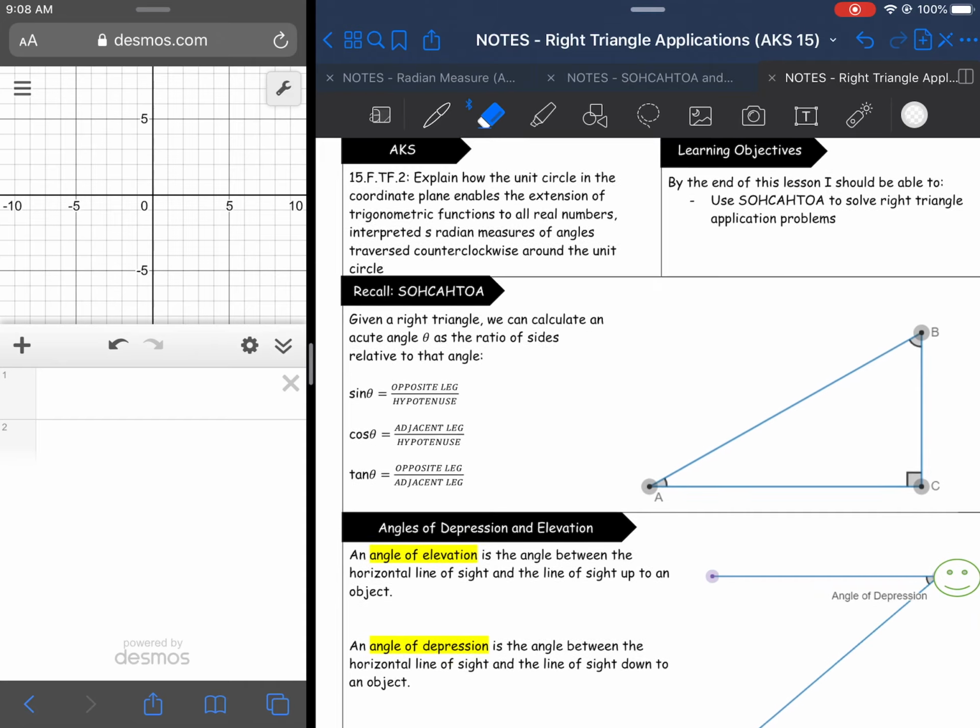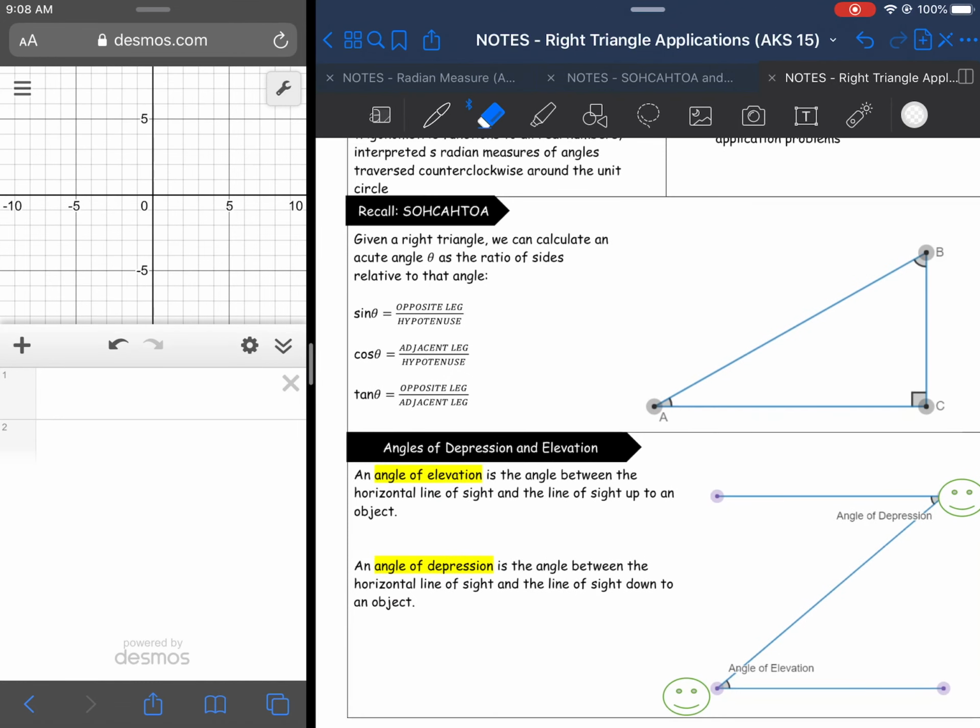So recall from a previous video what SOHCAHTOA is. SOHCAHTOA is an acronym that, when given a right triangle, we can use to calculate an acute angle theta as the ratio of sides relative to that angle.